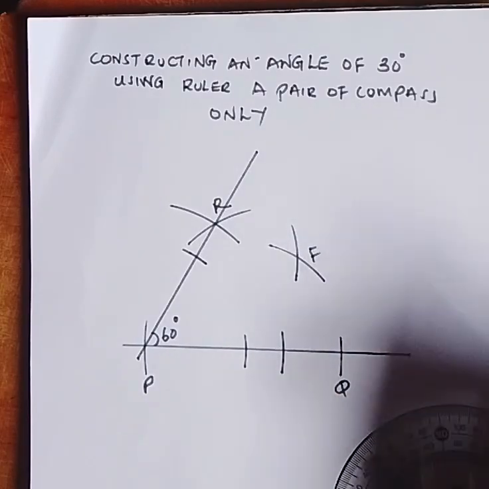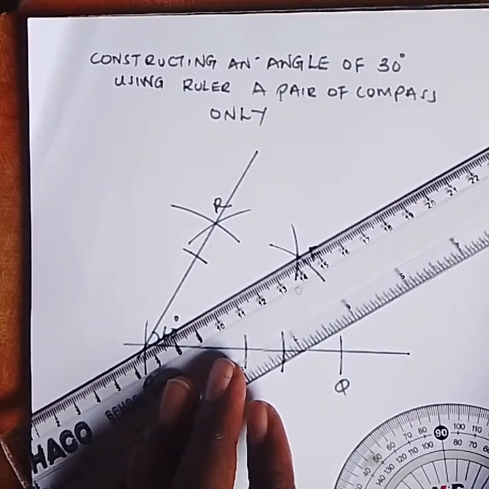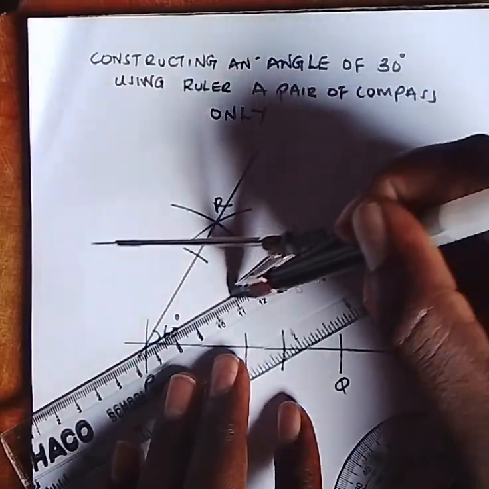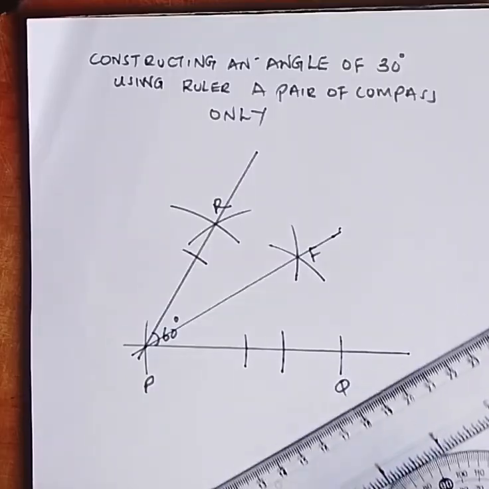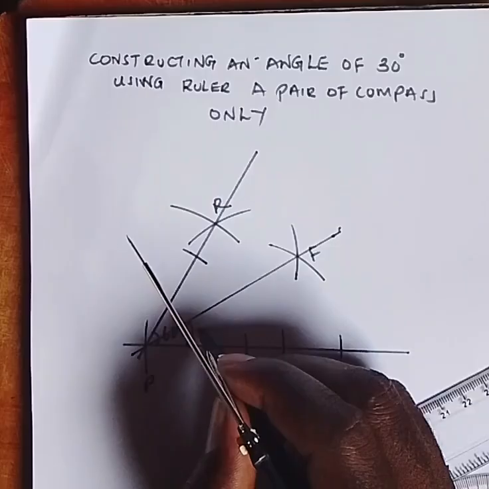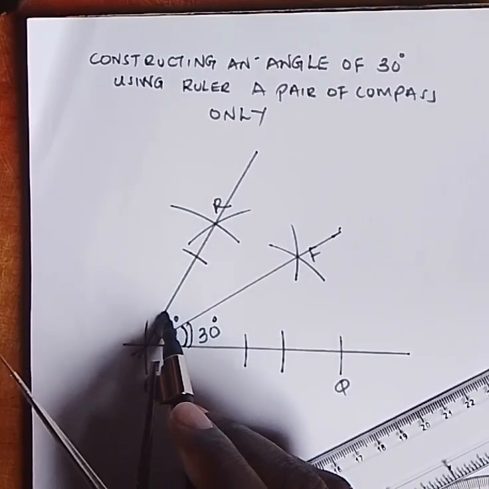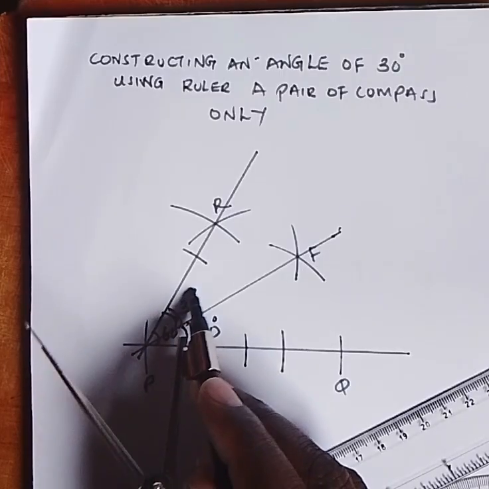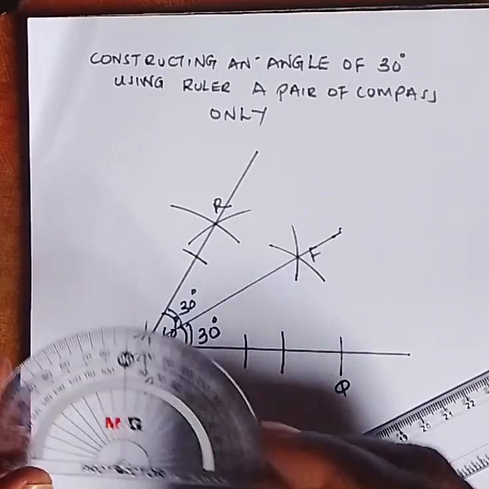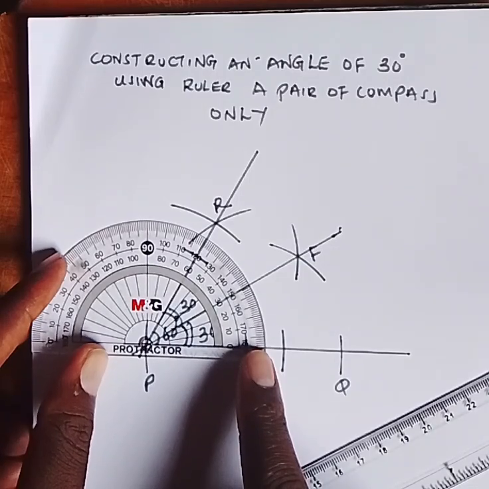So if you have crossed those two arcs, now you can join them to P. Join them to P like that. This means that you have bisected the angle of 60. So this becomes an angle of 30 degrees, and this other one is an angle of 30 degrees. Can you confirm using a protractor whether those angles are 30 degrees?